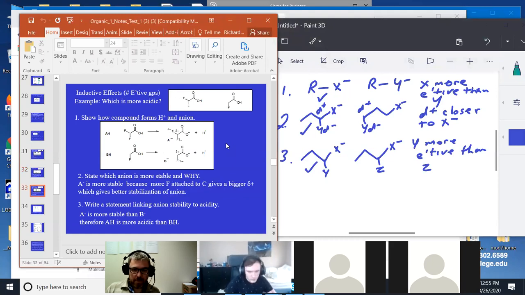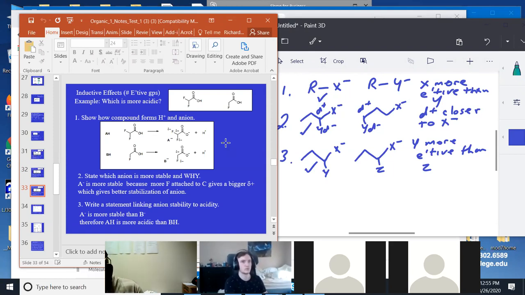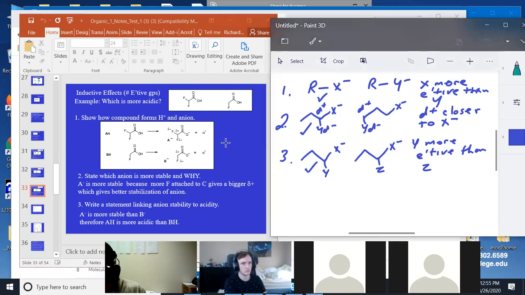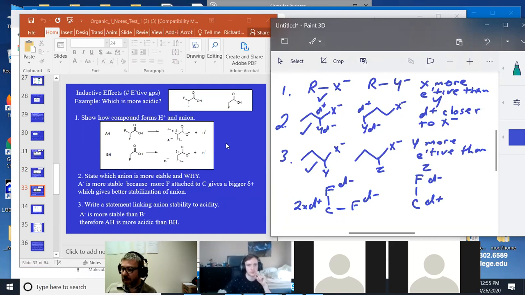Scenario 4. You can see the difference there. We've got one F on one, two Fs on the other. This is how I explain it. If you've got a situation where you've got, say, two Fs attached to a C, it's almost like you've got delta minus, and this C would be 2 times delta plus, versus this situation where we only have one F, and that means we've got delta minus and delta plus. So again, we've got a bigger delta plus because we've got more Fs attached to the atom. Does anybody have any questions about this one?